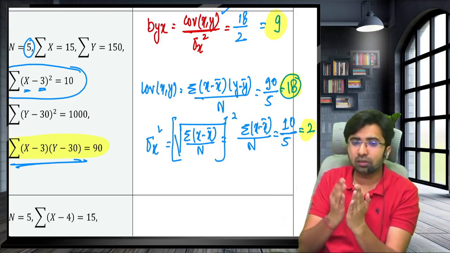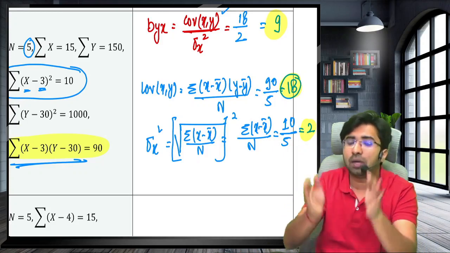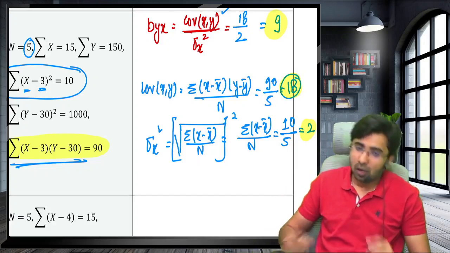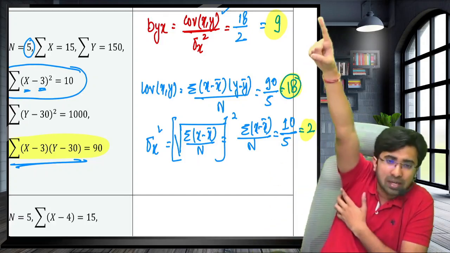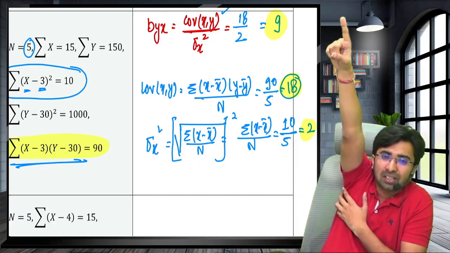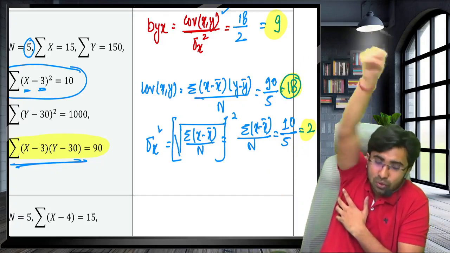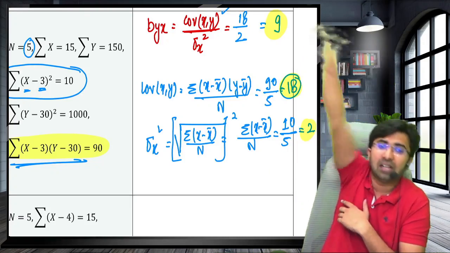I am just trying to think which formula to apply to compute the b. Now, when you have the b, guys, you can calculate the regression equation. When you can calculate the regression equation, you can put the value of one variable and get the value of another variable.